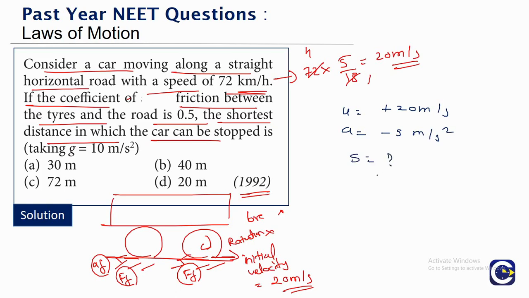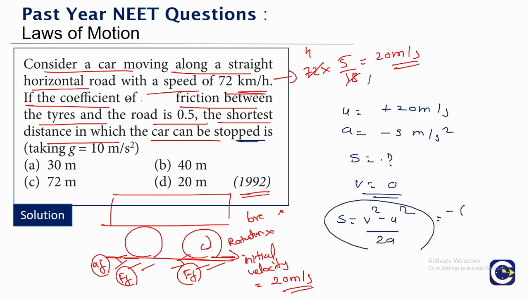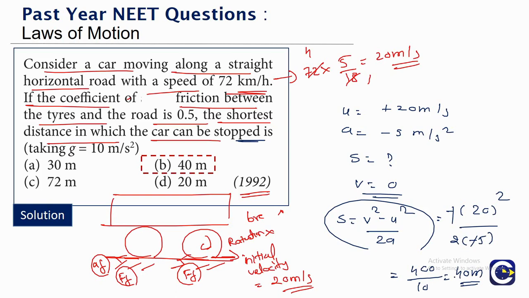We need to find the displacement till it comes to rest. Stopping means the final velocity will be 0. What is the formula? S is equal to v square minus u square by 2a. Here v square is 0, minus u square, 20 square, divided by 2 times a. Minus minus is cancelled. 20 square is 400. The denominator is 2 fives are 10. So it is 40 meters. So what is the answer for this? 40 meters. Here we are just getting the acceleration that is generated by the frictional force, and then using the kinematics equation, the stopping distance formula.